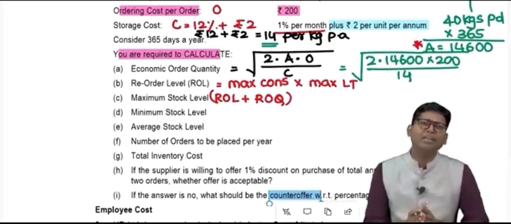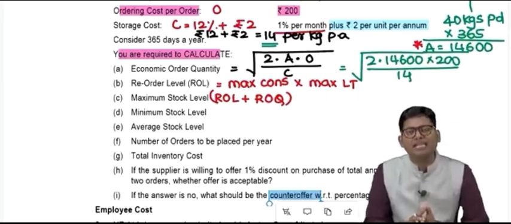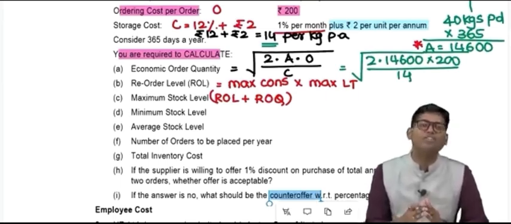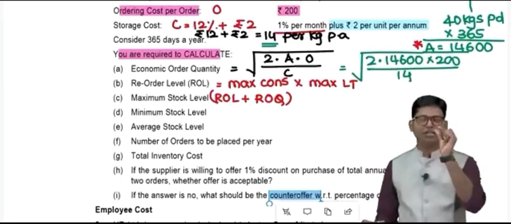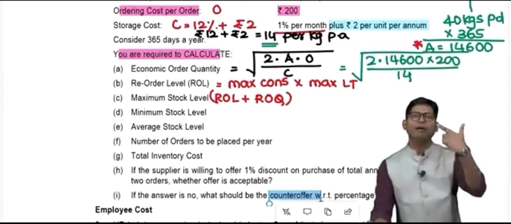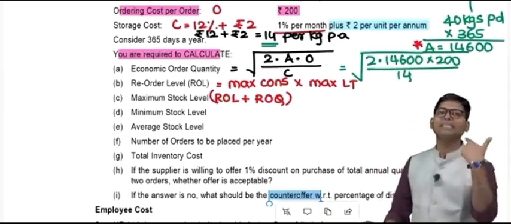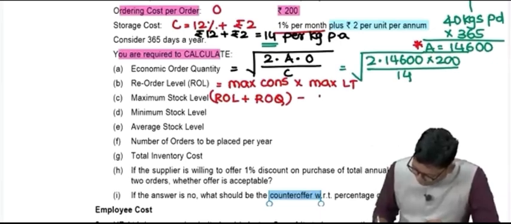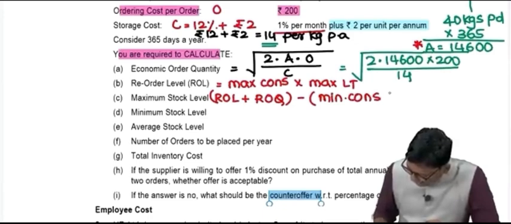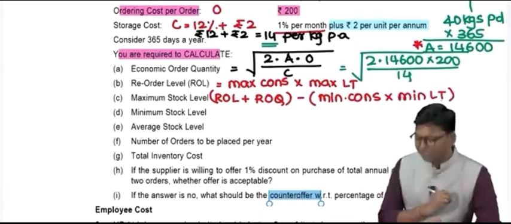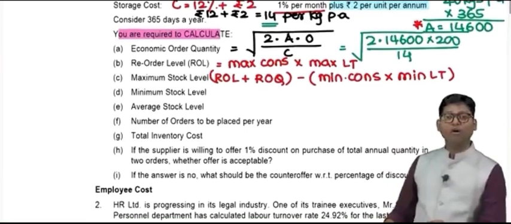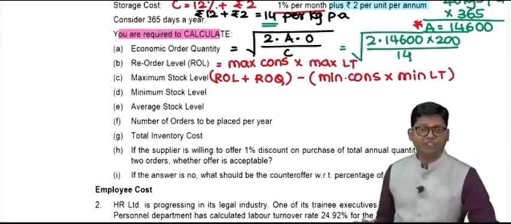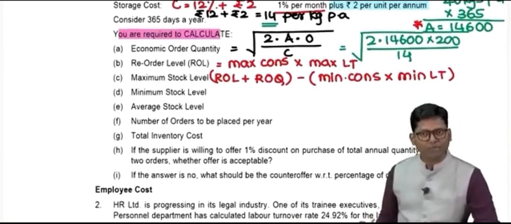Sir, what is the meaning of reorder quantity? Under normal circumstances, reorder quantity is your economic order quantity. It's an order quantity whichever company is following for placing second and subsequent orders. From this calculation, you should deduct the minimum consumption, and this minimum consumption is to be multiplied with the minimum lead time, totally formula based chapter, and these formulas are already discussed in the class lectures.